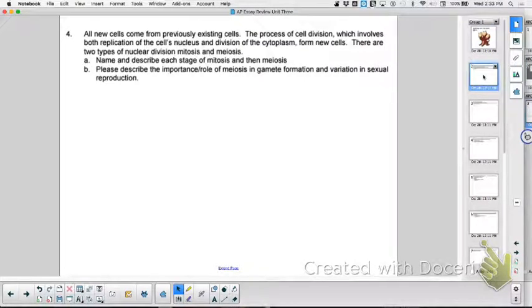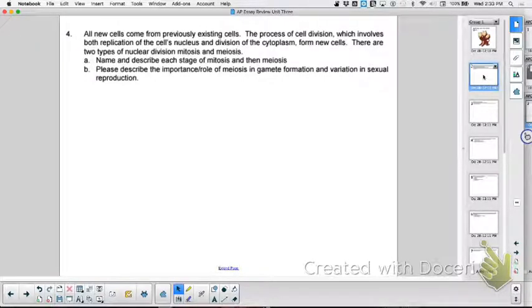First essay relating to this unit. This one says all new cells come from previously existing cells. We know that due to the cell theory. And this process of cell division, which involves both replication of the cell's nucleus and division of the cytoplasm. Replication of the cell's nucleus would be referring to what's going on in the division of the nucleus. What would we call that? Mitosis or meiosis. And division of the cytoplasm is called cytokinesis.